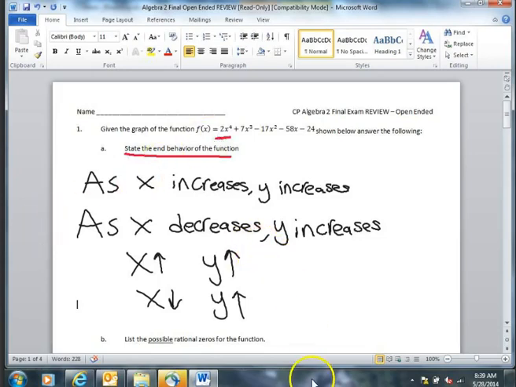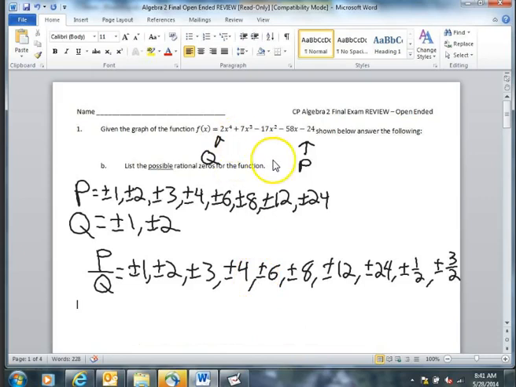Alright, let's go forward. P over Q. State the possible list of rational zeros. So, P is 24, Q is 2. All the factors of 24 divided by all the factors of 2. So take all these numbers divided by 1, gives me those. Take all those numbers and divide them by 2. If the number does not appear on the list, like 1 divided by 2 is 1/2, you put that on the list. However, 2 divided by 2 is 1. You already have it. You don't need to write it again.